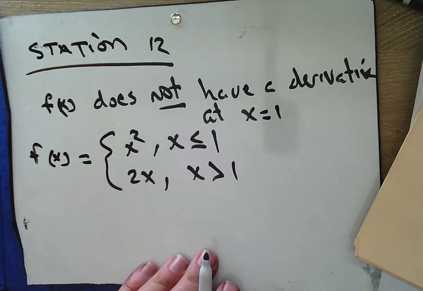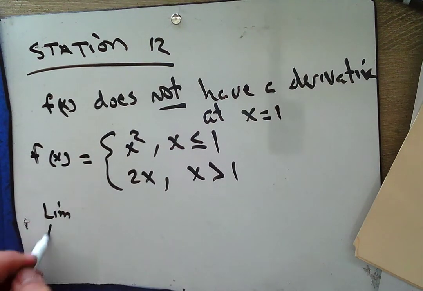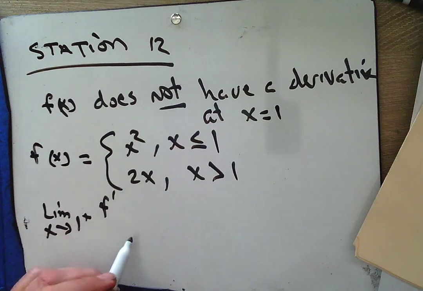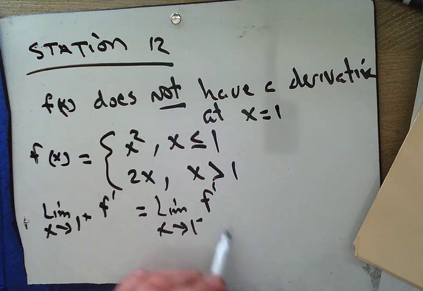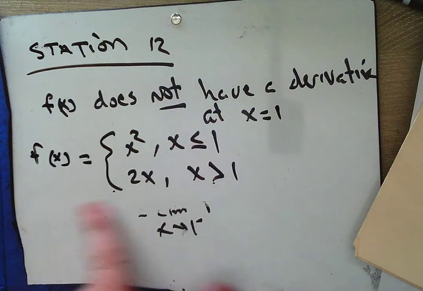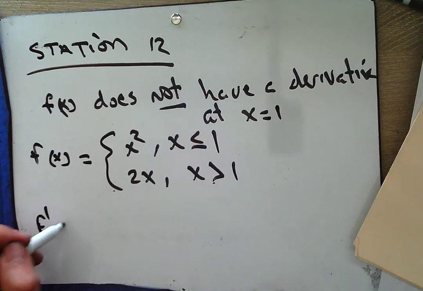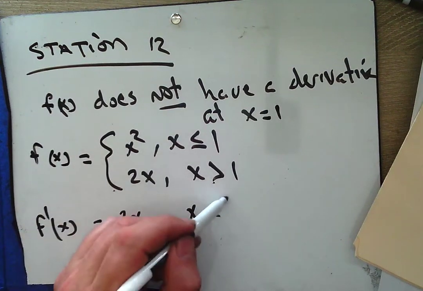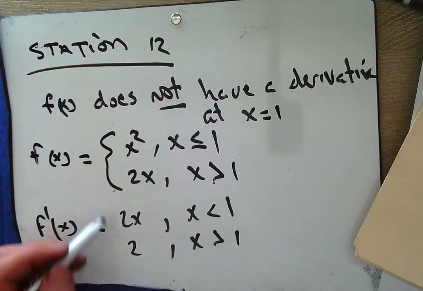Okay, so let's think about what we need. Remember, we need the limit as x heads to 1 from the positive side of f prime to equal the limit as x approaches 1 from the negative side of f prime. We want the limit of the slopes to be the same. So let's check to see if the limits of the slopes are the same. Okay, so I'm going to need the slope from this side. F prime is going to be 2x for x less than 1, and the derivative here is 2x for x greater than 1. And so what can we say?